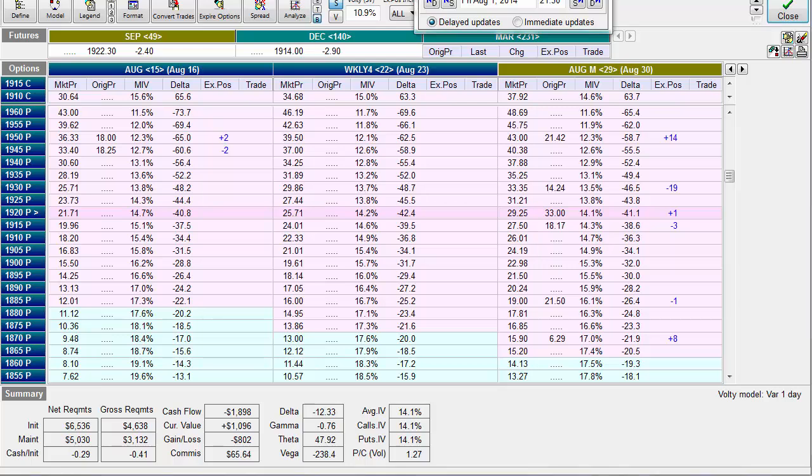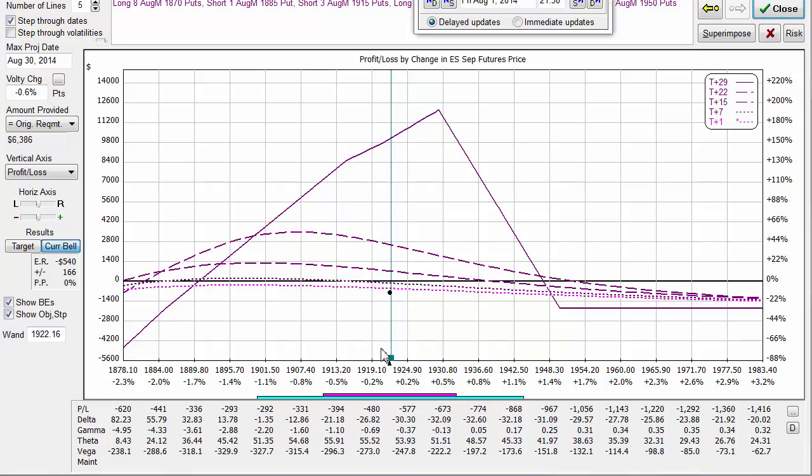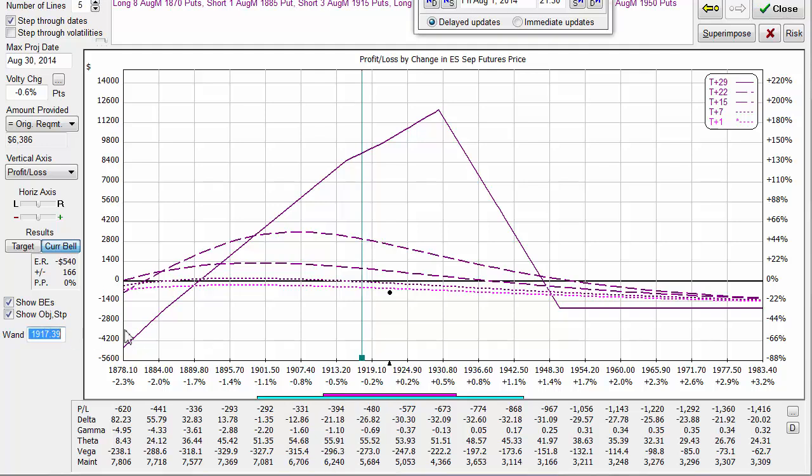Right now, the ES is at 1918.25. So let's take a look at that on the chart. 1918.25 is about right here. Actually, I can just do this. 1918.25. There, now it's exactly there. So this is where it is right now.